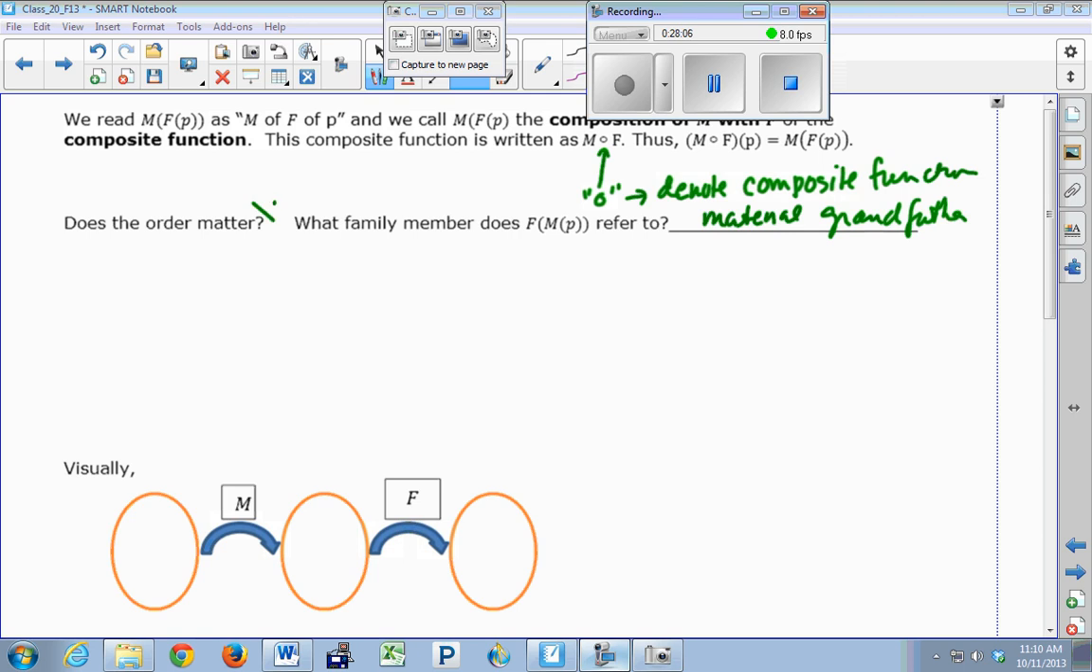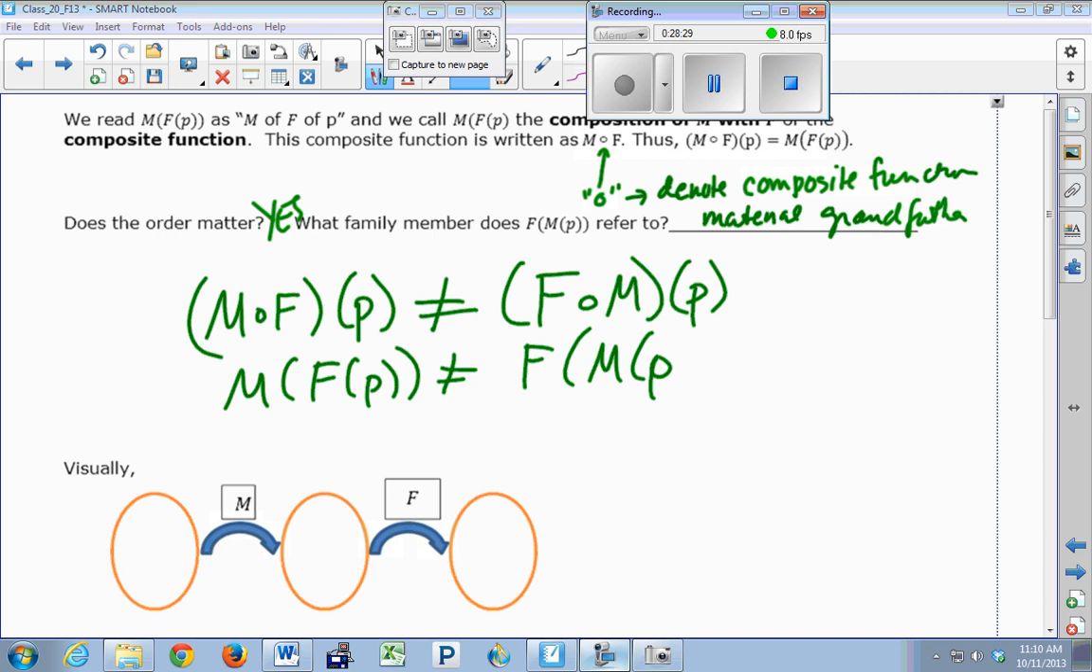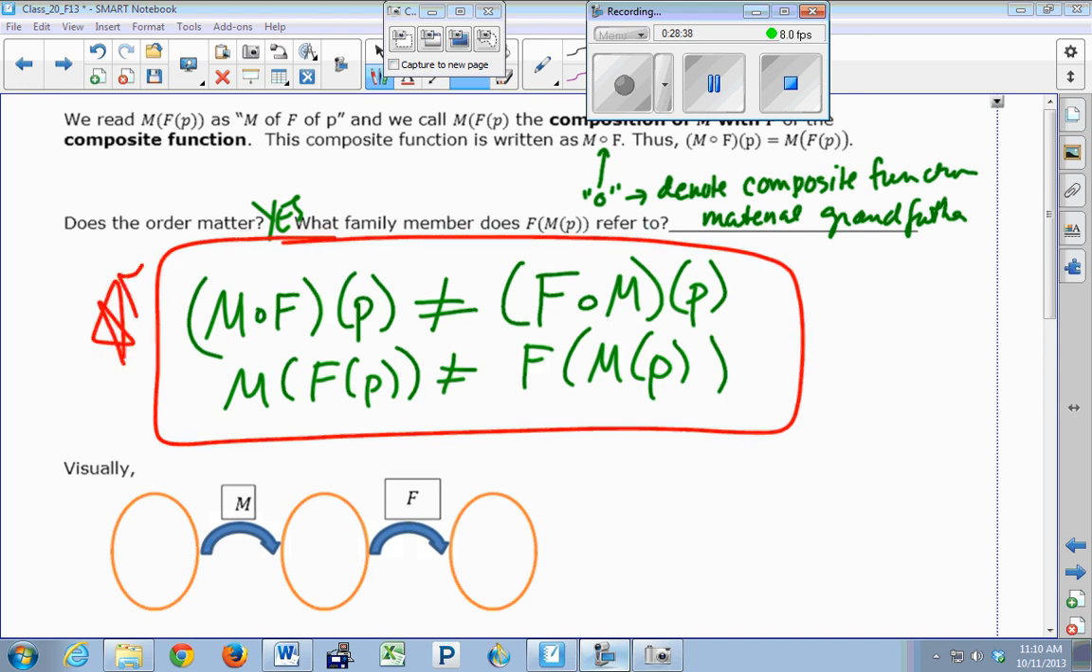Yes, absolutely. So M of F of P does not equal the composition of F with M of P. Written another way, M of F of P does not equal F of M of P. That's something to put in a big box in your notes with stars all around it: the composition of functions is not commutative. That's the word we use, the mathematical property. In other words, the order matters.